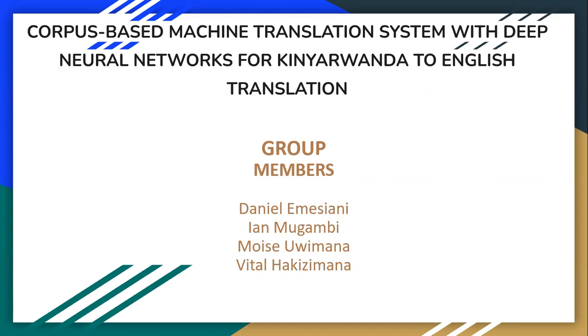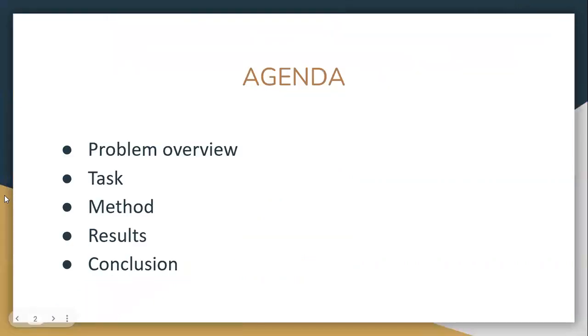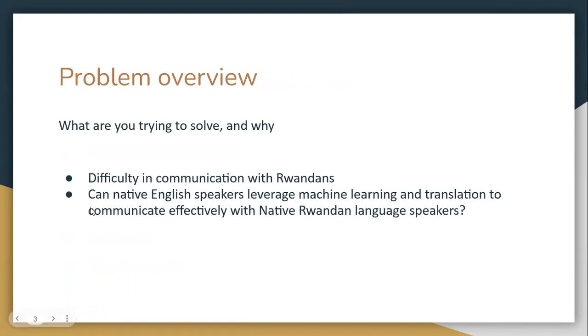My name is Daniel, and I'm here to introduce our project titled Corpus-based Machine Translation System with Deep Neural Networks for Kinyarwanda to English Translation. With me here are my group members, Ian, Moise, Vital. We're going to be talking about the problem overview, the tasks, the method we use to arrive at the results, and the conclusion. I'll invite my colleague, Moise, to continue from where I stopped.